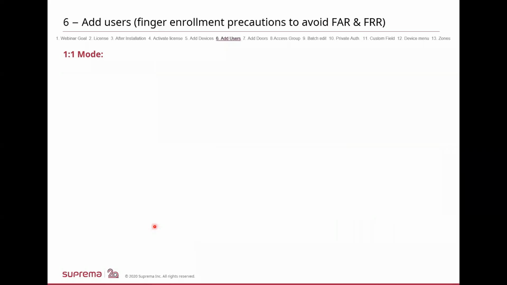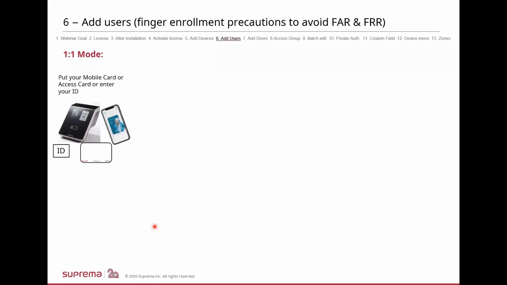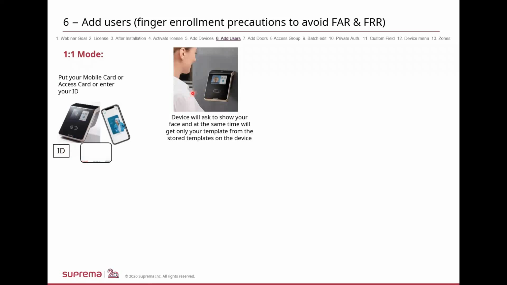Now let's move to 1-to-one mode. So what do you think? It is a similar thing, but before you show your face, you need to identify yourself by either a mobile card, an access card, or you have to enter your ID. After you do that, the device is going to ask you to show your face to take the live template. So first step, you identify yourself by one of those methods, either the mobile card, access card or ID. Then the device will ask you to show your face.